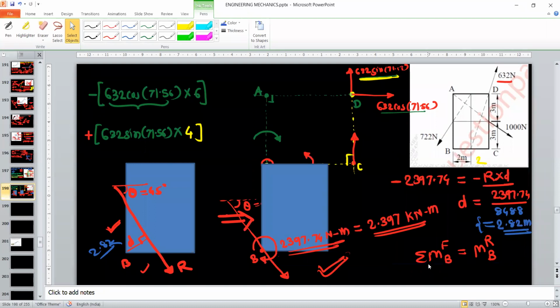So actually this is Varignon's theorem. The summation of moments by all the forces about point B is equal to the moment by the resultant about the same point. By using this Varignon's theorem, you can find the perpendicular distance. So this is the final answer, which is a force couple system at point B. I hope you understood this problem.